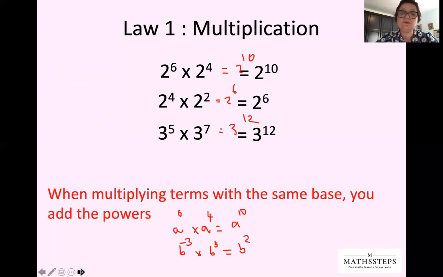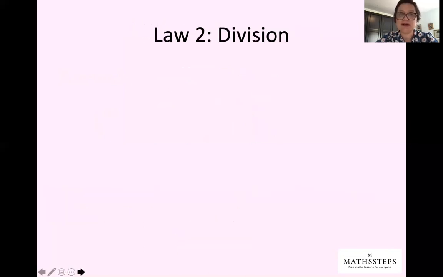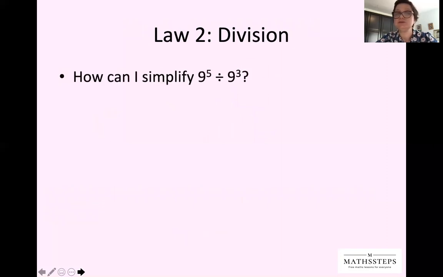Right. Now, what about if we have to divide numbers, or terms with the same base but different powers, or the same power? Like this one here. When we divide, the rule is you must take away the indices. So the answer to this one is going to be 9 to the power of 5, take away 3, and so the answer is going to be 9 to the power of 2. Just leave it like this.